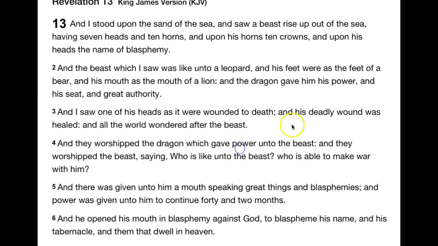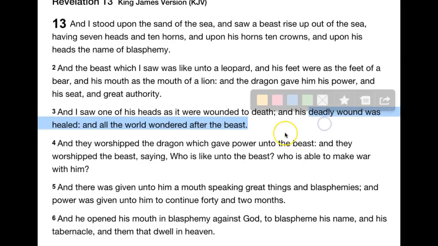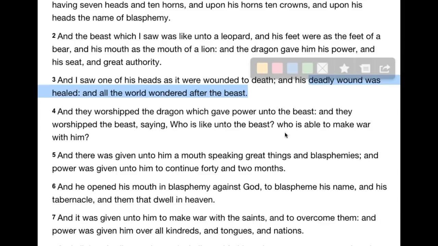And when it says that the deadly wound was healed and all the world wondered after the beast, what is the deadly wound talking about? The deadly wound is talking about the establishment of the Vatican in 1929, on February 11th, 1929 to be exact. That is talking about the deadly wound, and I'm going to show you an article later on to even prove that. But let's keep going.